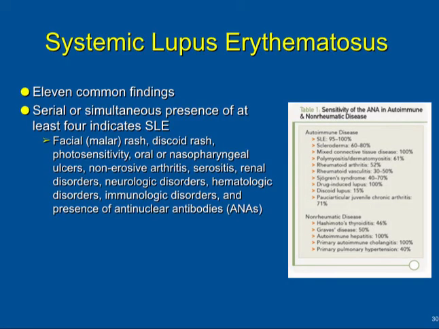There's 11 common findings that you'll typically see. You may have serial or simultaneous presence of at least 4 that can indicate lupus. Once again, sometimes these patients will have bouts where they'll have a flare up of one area, not necessarily the other. They may not have a rash at that point in time, but they may have more joint pain.